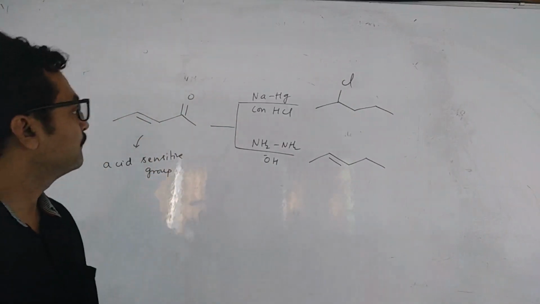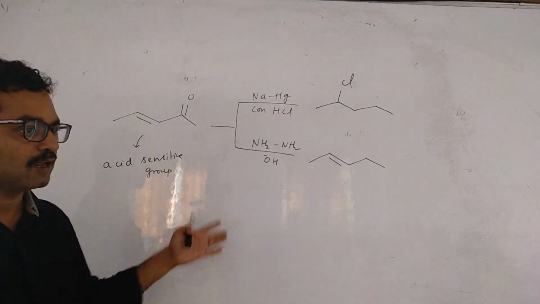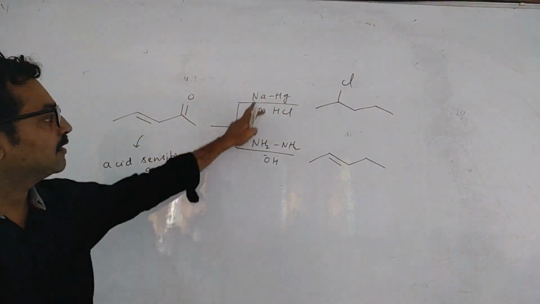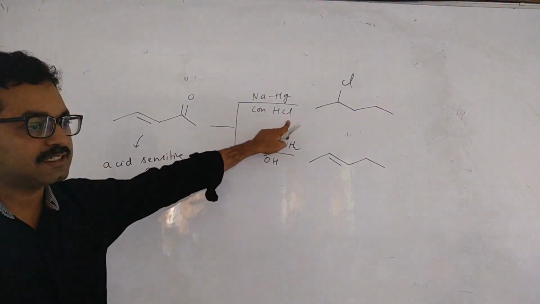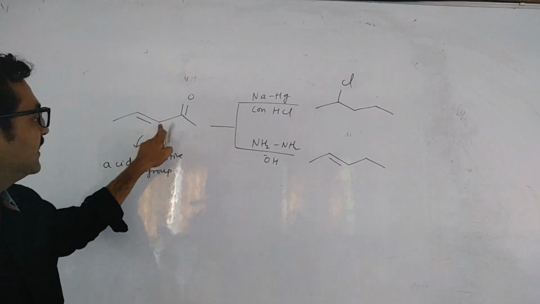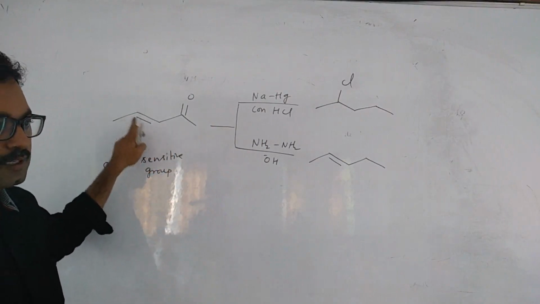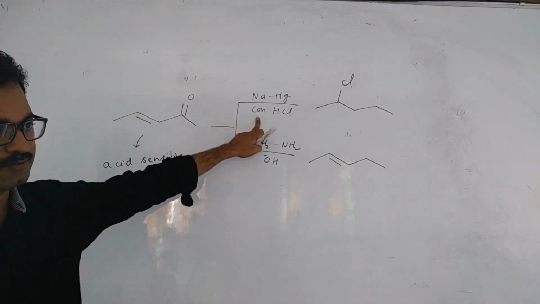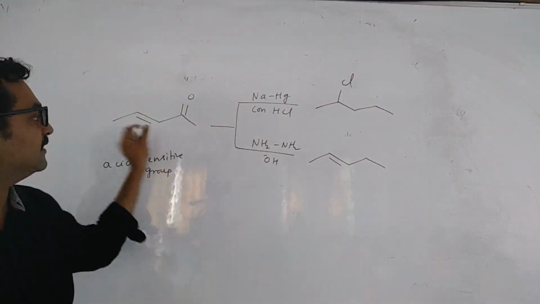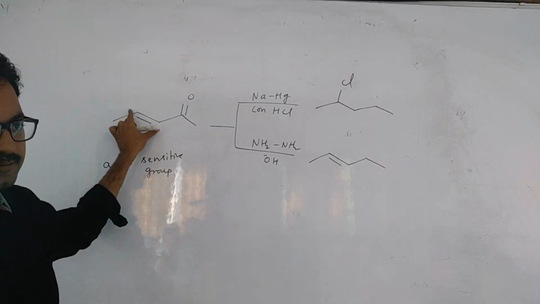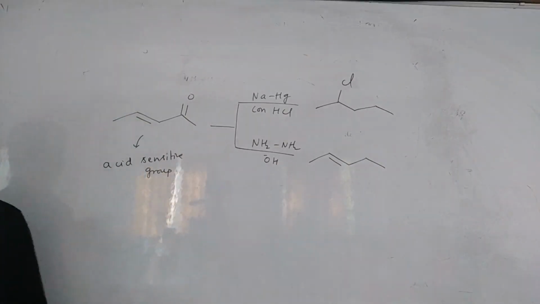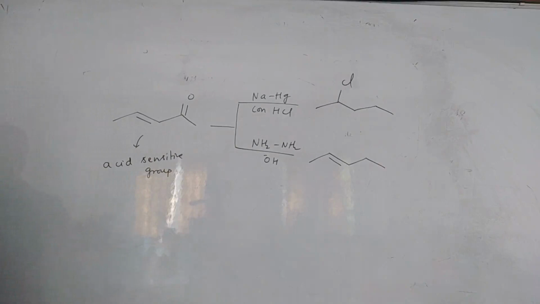First position, before that, you are having a doubt. This one, what is it? Sodium amalgam and concentrated HCl is an acid, so acid sensitive groups are affected. HCl will add, H and Cl will come. So that is why you should not prefer this. If you use Wolff-Kishner reduction, then this bond is unaffected and you will get that. Fine? So Wolff-Kishner reduction is not affected by some groups.